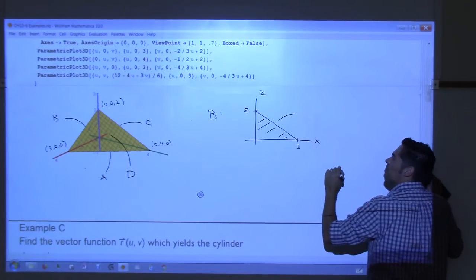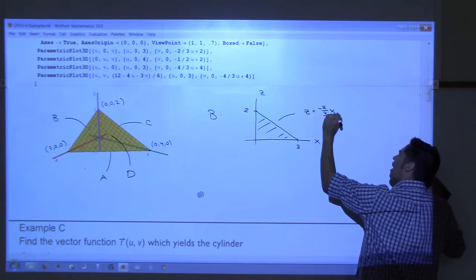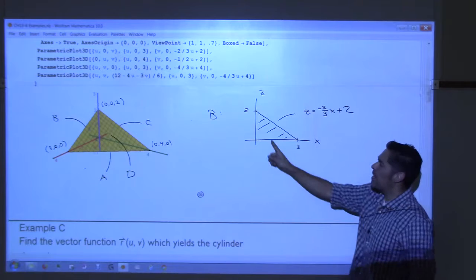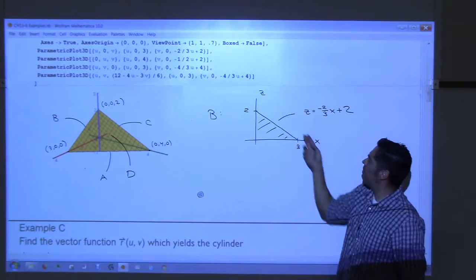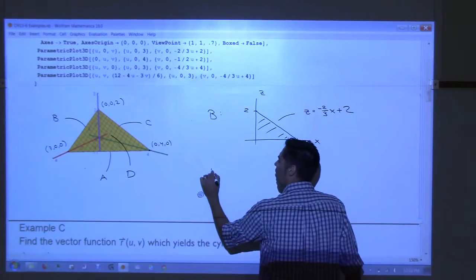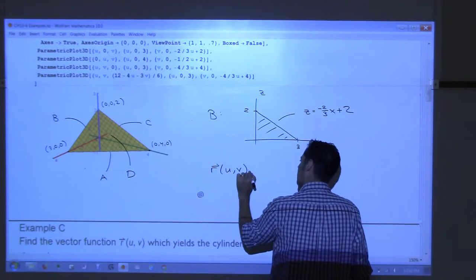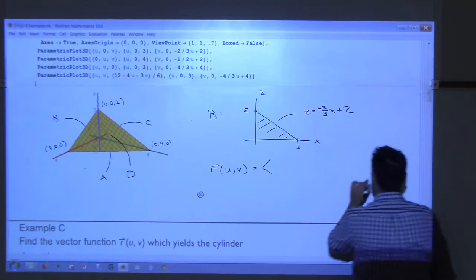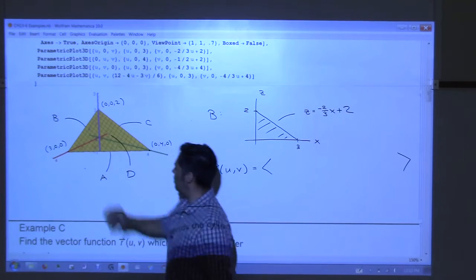So this, if I wrote it as an equation, would be z equals -2/3 x plus 2. So I'm just using the slope again, it's down 2 over 3. It's a function of x, right? z is a function of x. So what would my r of u, v be for this one? So what's the easy one? 0 for y. Yes, we're on B, so y is 0. B is back here, so y is 0.